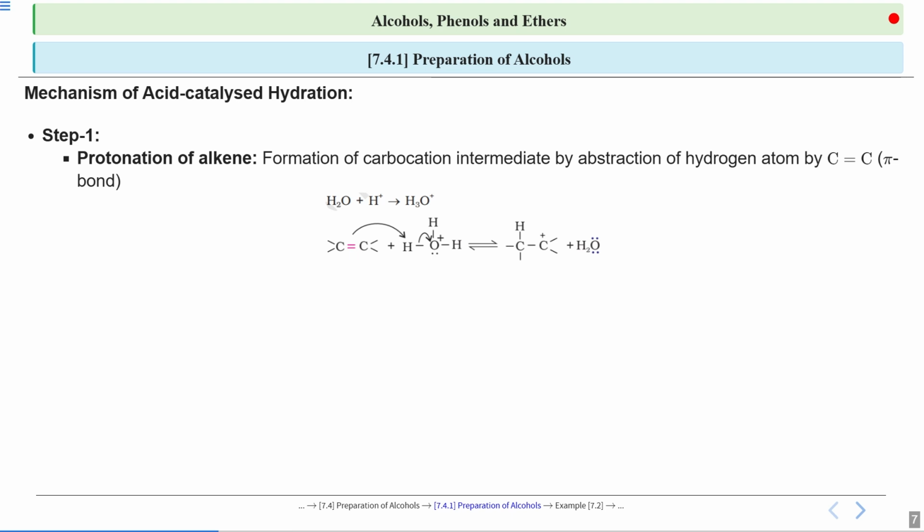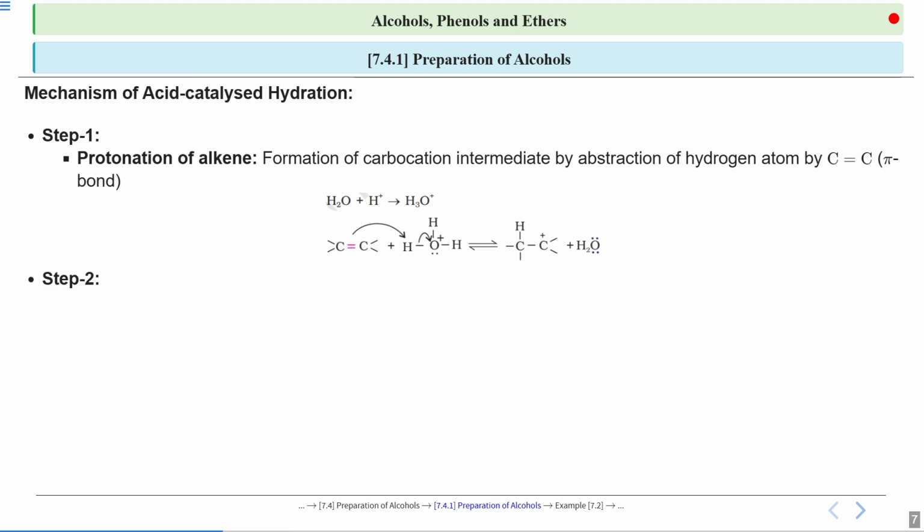Okay, and the hydrogen-oxygen bond electrons will shift to the oxygen because it has a positive charge, and you will get an H2O molecule, a water molecule, in this process. So this is the protonation of alkenes with the formation of a carbocation.